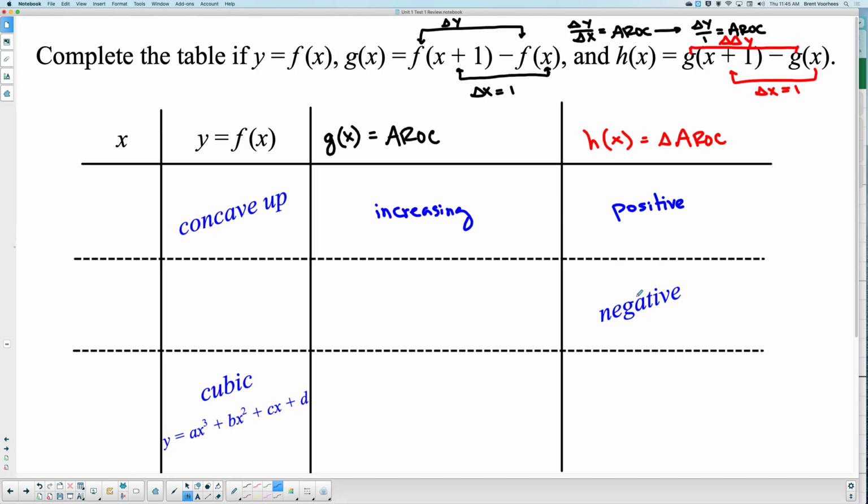We have relationship number 2. This says the change of the a-rock is negative. If the change of the a-rock is negative, what has to be true about the average rate of change? Decreasing. This has to be decreasing. Now, if the average rate of change is decreasing, what has to be true about your function? It has to be concave down on that interval. Any question about that?